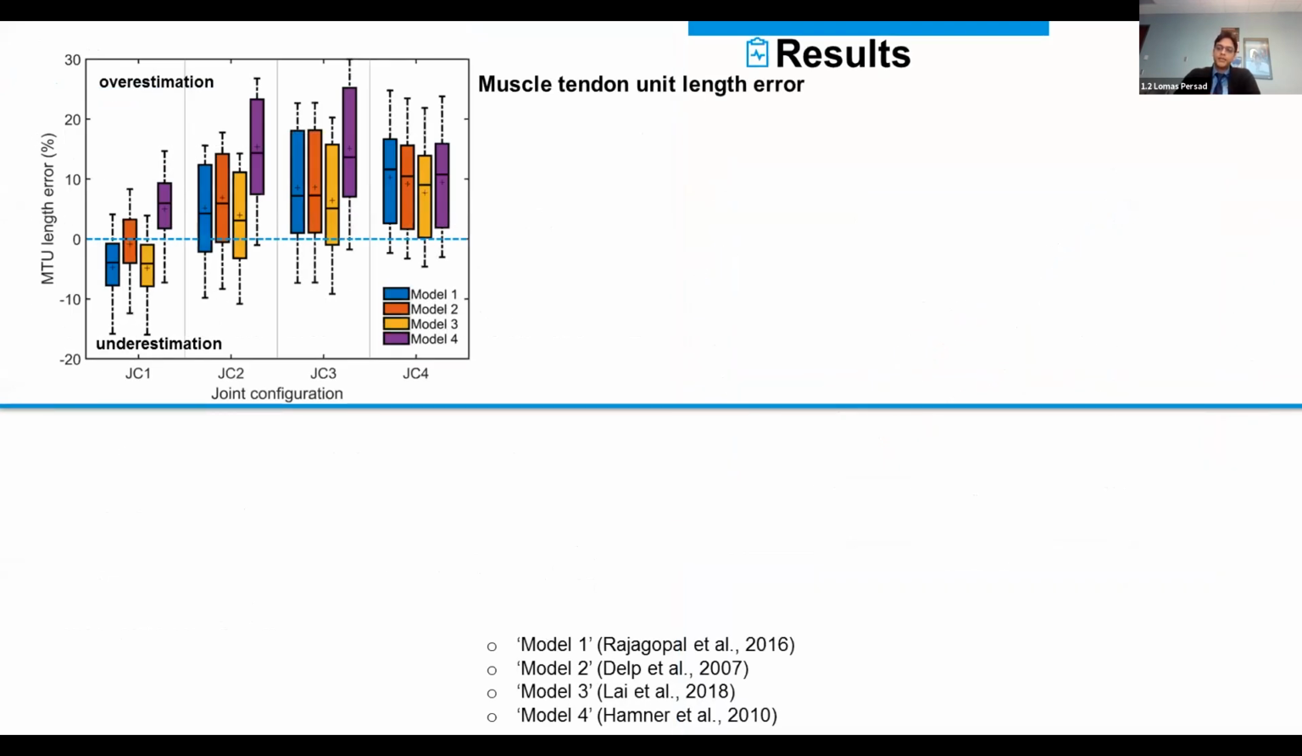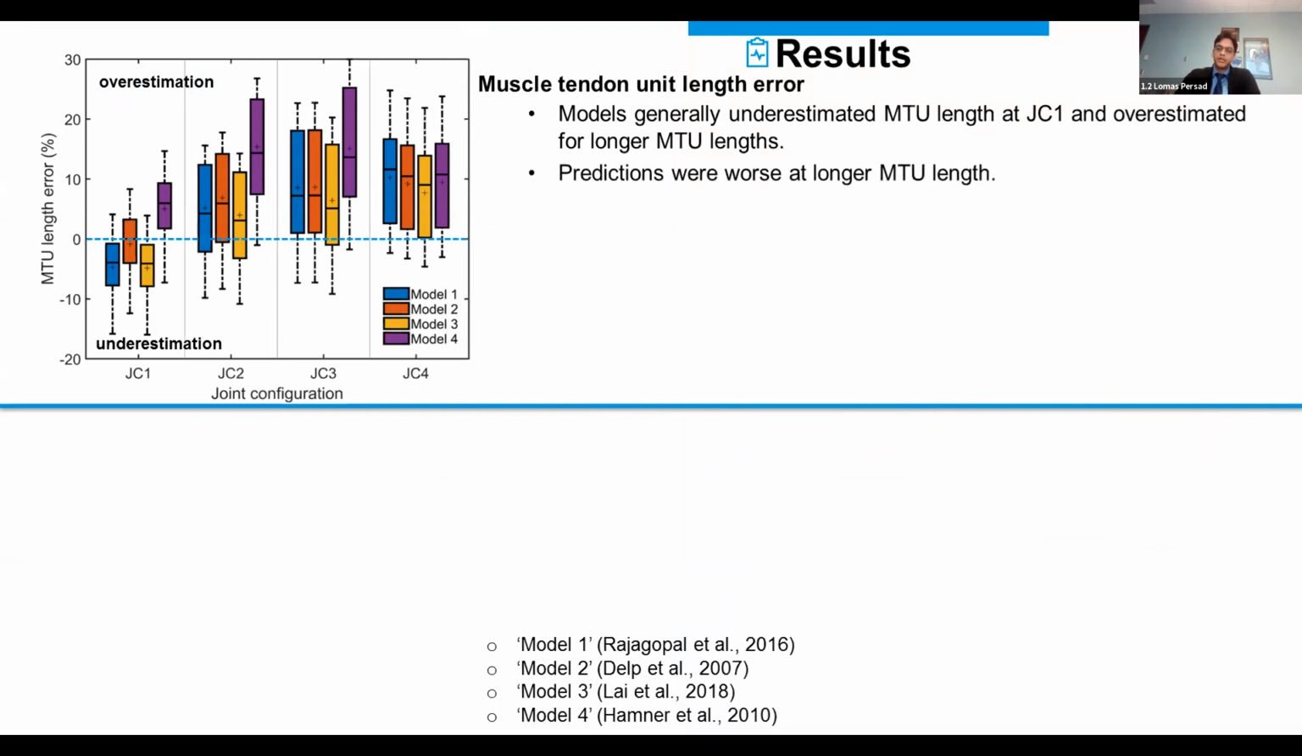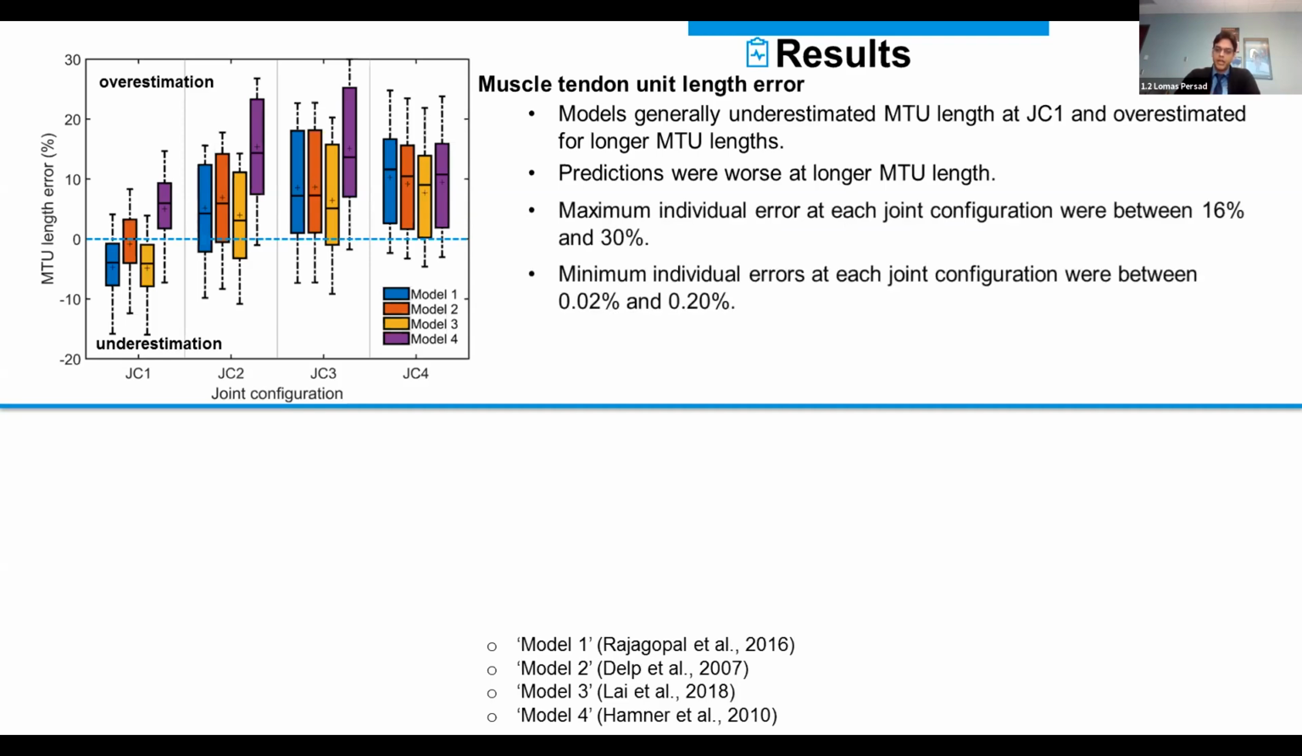Now looking at the comparison between experimental data versus model data for MTU lengths. Firstly, it was observed that models generally underestimated MTU length, especially at that first joint configuration, after which they began to overestimate, where predictions got worse the longer the MTU length. A maximum individual error was recorded as 30%, and the absolute mean error across all models was between 5 and 11%.